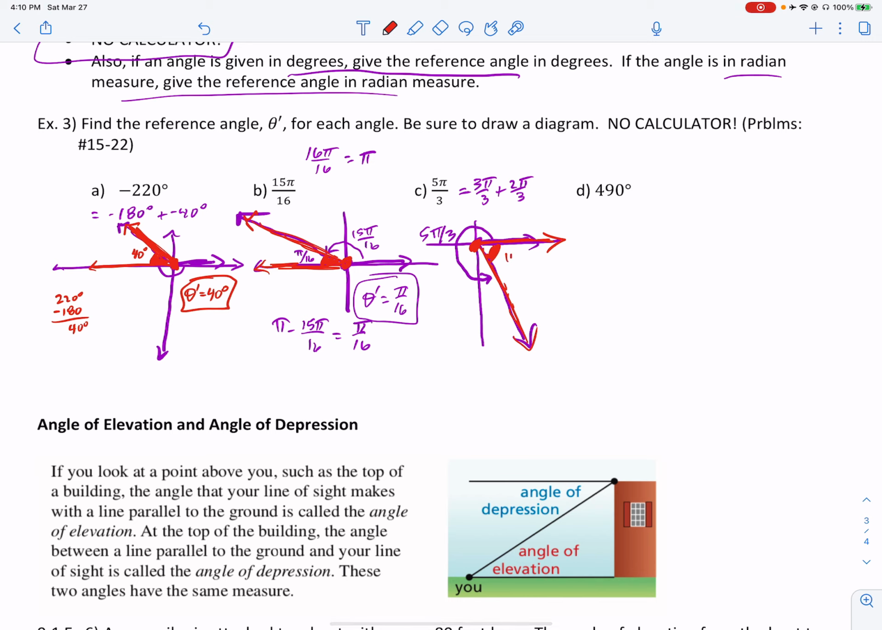Well, we were pi thirds short of a full rotation, and that reference angle is pi thirds. So theta prime. Reference angles are important.